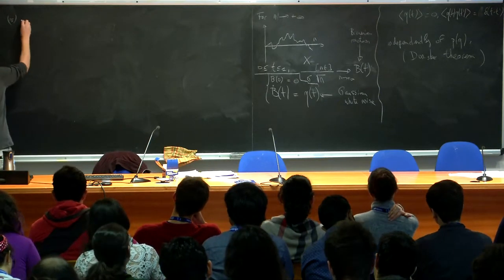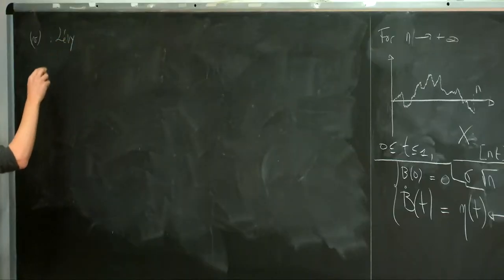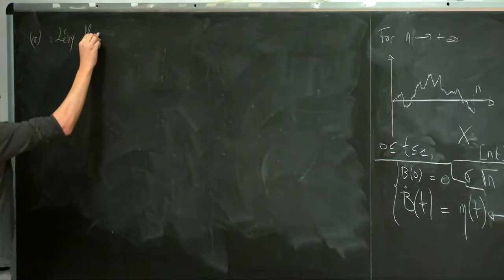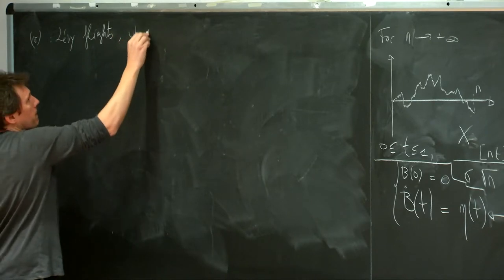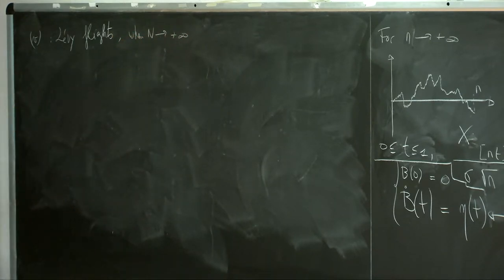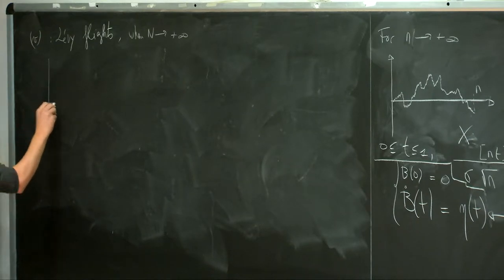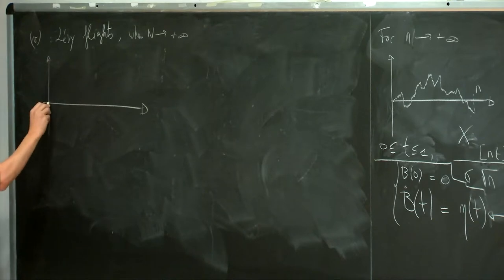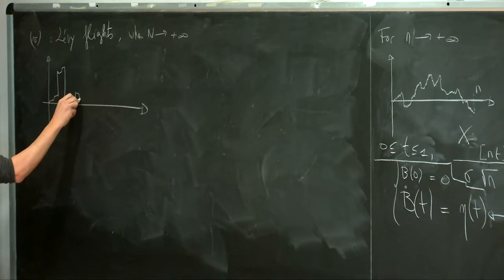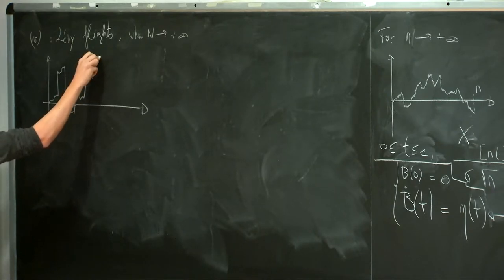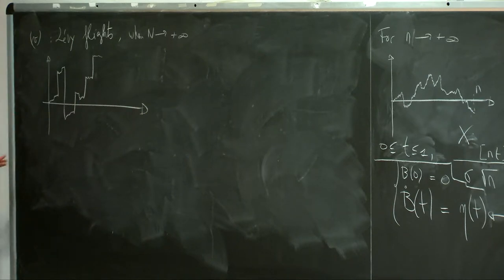So let's take the case of Levy flights, and just point out the difference with this kind of trajectories, when n goes to infinity. You remember that in that case, you have very fat tails in the distribution of the jumps. And what is happening is that for some time it looks very much like Brownian motion, and then sometimes you will have some big jumps like that. Okay, so that's typically a Levy flight that you would get in the large N limit. So that's quite different.